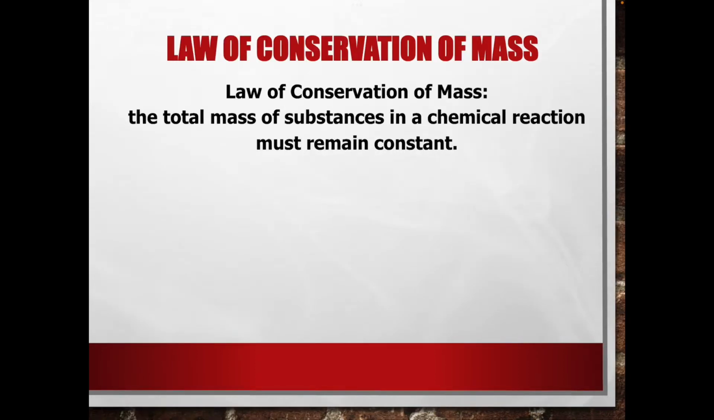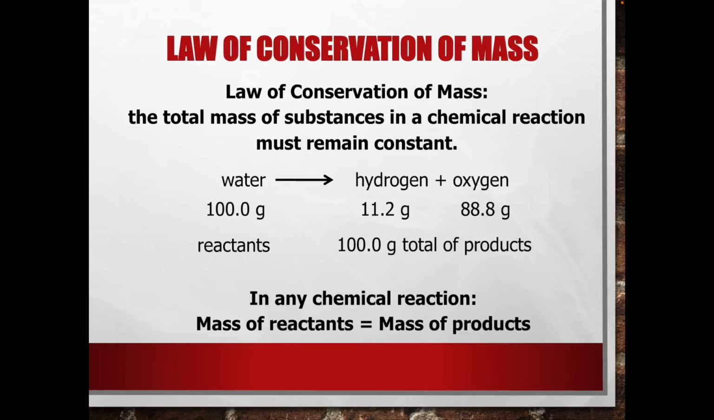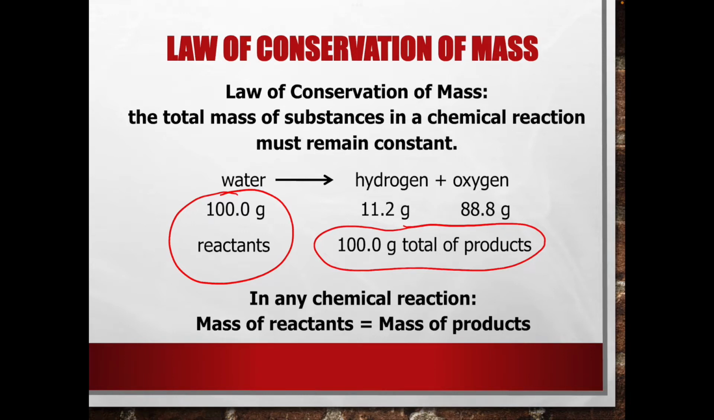So the law of conservation of mass states that the total mass of substances in a chemical reaction must remain constant. So everything that we start with, all of the mass of our reactants, must equal the mass of our products. So let's say we had 100 grams of water. We just kind of poured out 100 grams of water. If this underwent electrolysis and we were able to separate it into hydrogen and oxygen atoms, we would end up with 11.2 grams of hydrogen and 88.8 grams of oxygen for a total of 100 grams of our products. So we're starting with 100 grams of our reactants and we're ending with a total of 100 grams of our products. So this obeys the law of conservation of mass, because if we started with 100 grams, we have to end with 100 grams, right? Matter can't be created or destroyed, and so mass cannot be created or destroyed.